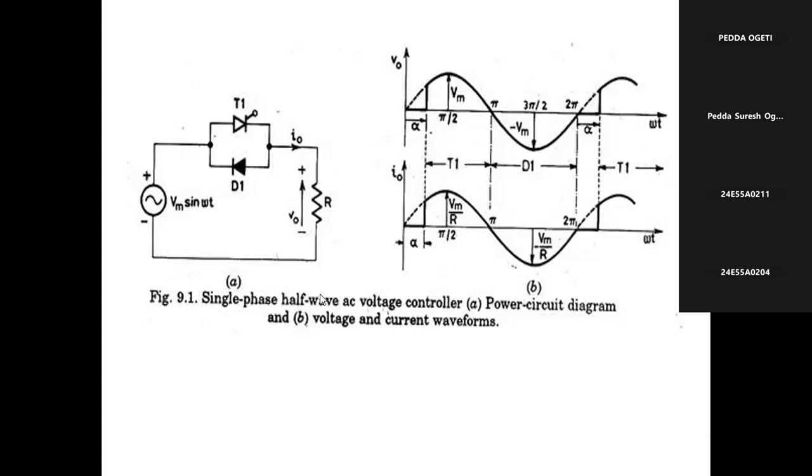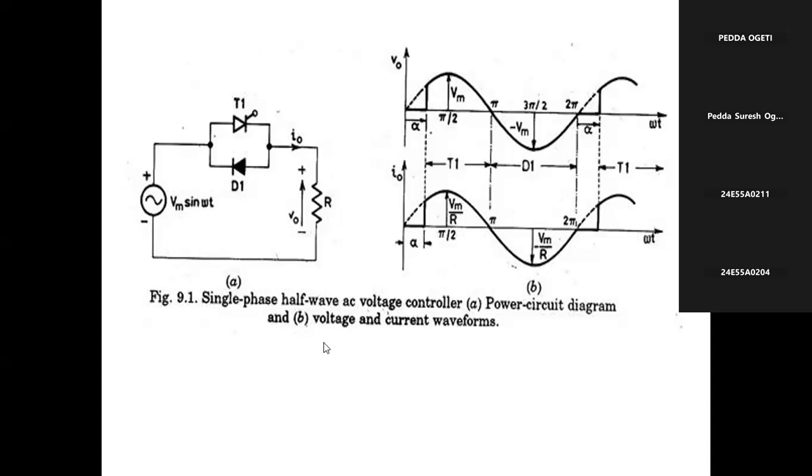What do you mean by rectifier? Anyone? Which converts AC to DC. Inverter means DC to AC. But what is AC voltage controller? Which converts AC to AC.